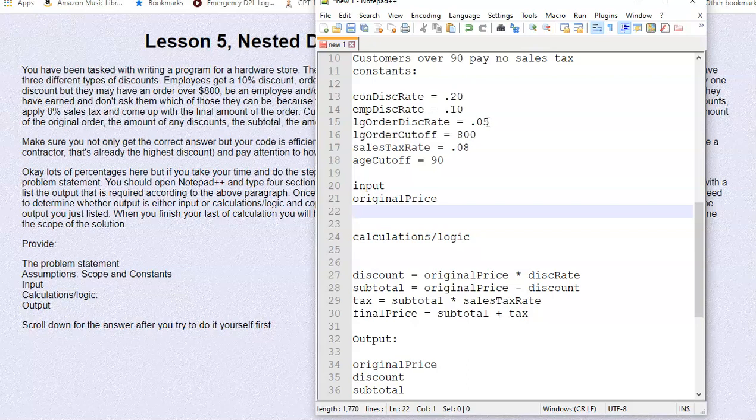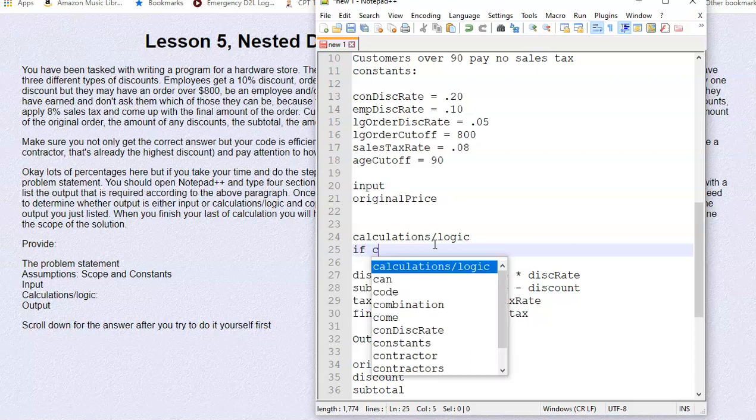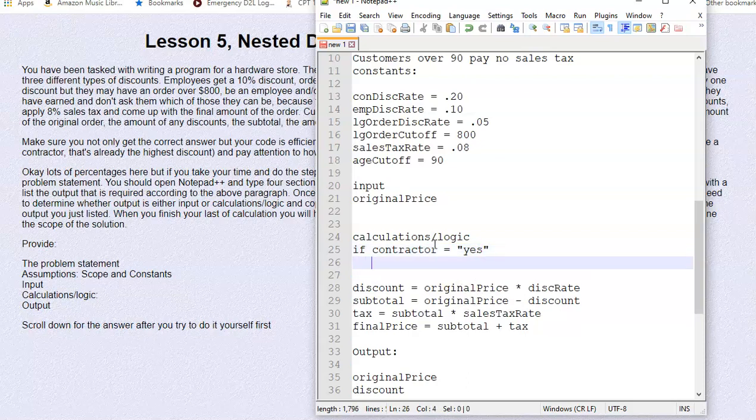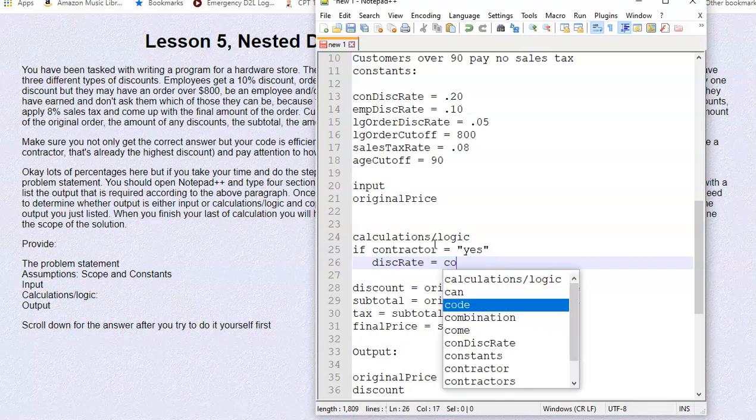Oh, wait a minute. No, you've earned 10%. Oh, wait a minute. You've earned 20%. What we want to do is say you own 20%, and even if they're eligible for the other discounts, they don't get them because you only get one for each one. So we're going to say that if contractor equals yes, then the disk rate is going to be equal to that contractor disk rate.